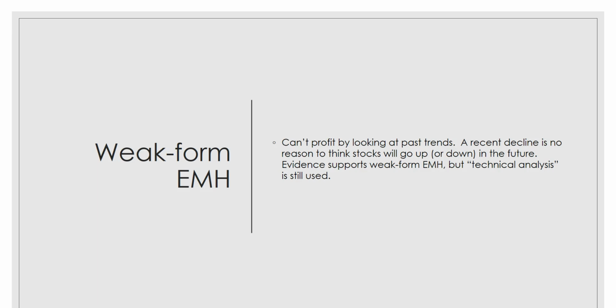If the weak form were true, information about recent trends in stock prices would be of no use in selecting stocks. The fact that a stock's price has risen over the past 3 days would give us no clues as to what would happen today. If there were a reliable pattern, other investors would catch on and it would disappear.